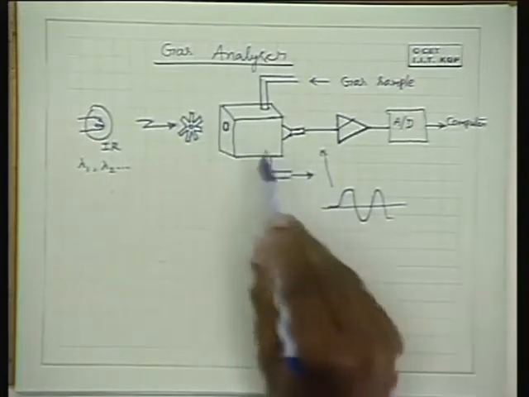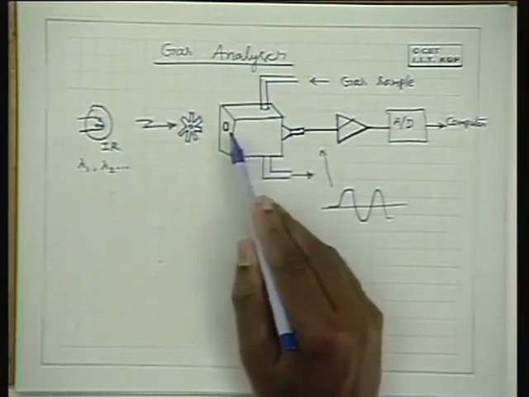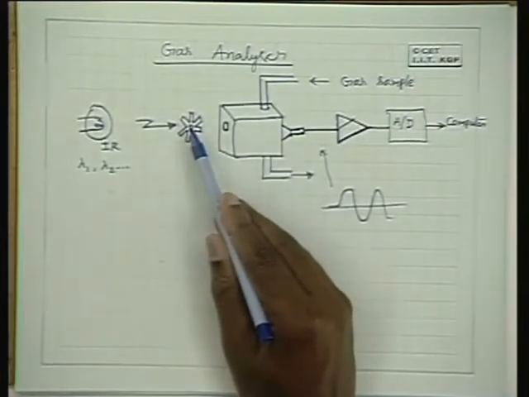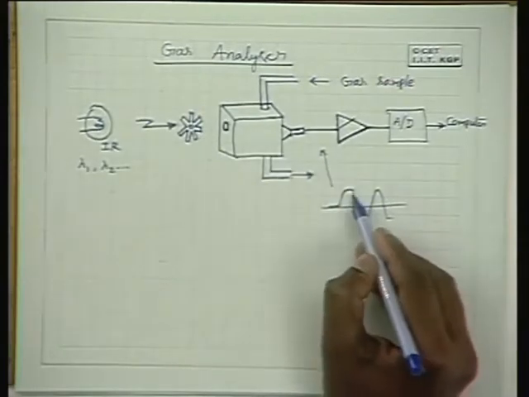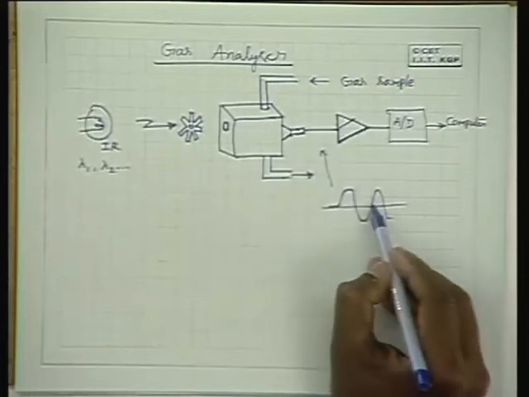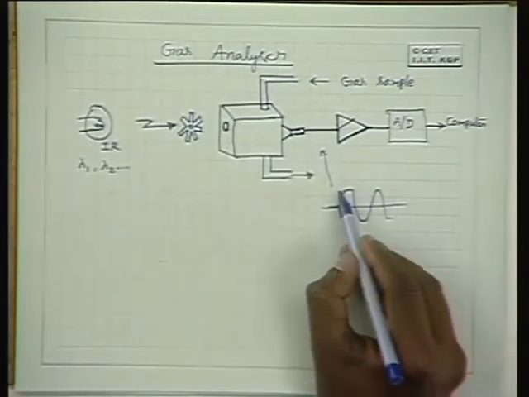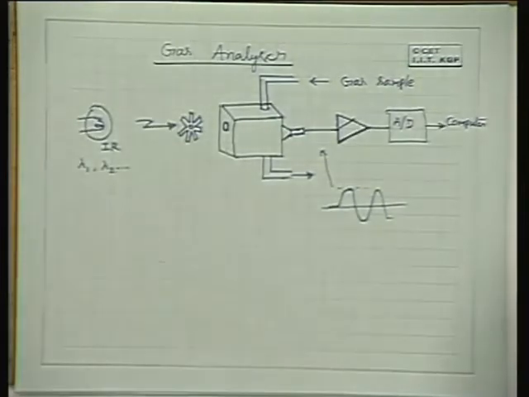Whenever it is on, it gets excited and the amplitude is large, and whenever the chopper obstructs the light, the light goes off and the absorption goes down. Therefore, you get some signal of this type at the output of the microphone, and the amplitude is directly proportional to the absorption.